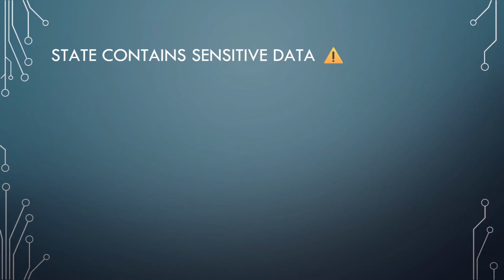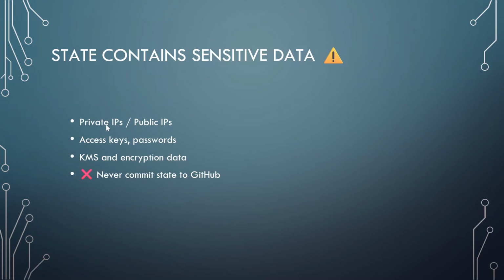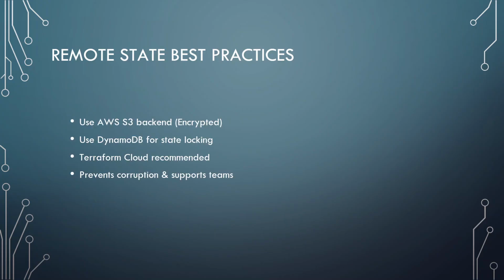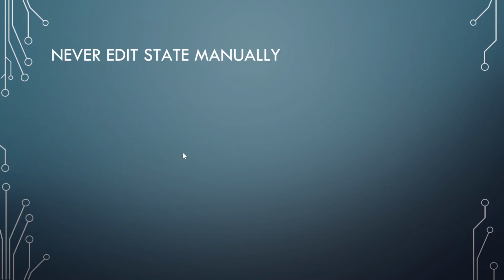State contains, and this point is very important, sensitive data. It includes private IPs, public IPs, access keys, passwords, KMS and encryption data. So remember one thing: never commit state to GitHub. The best practice is remote state, and we'll see what remote state is in a different lecture. Use AWS S3, and we'll see how to use the AWS S3 backend. Use DynamoDB for state locking. Terraform Cloud is recommended, to prevent corruption and support teams.